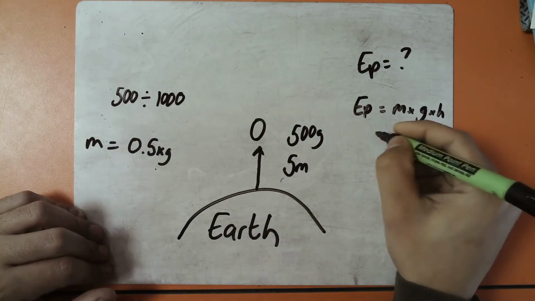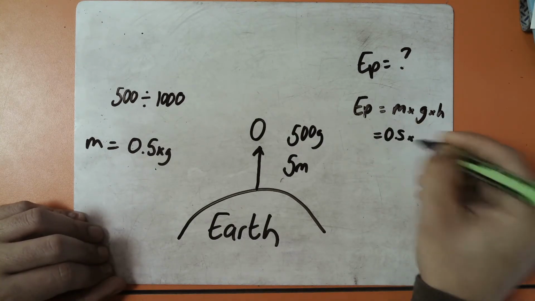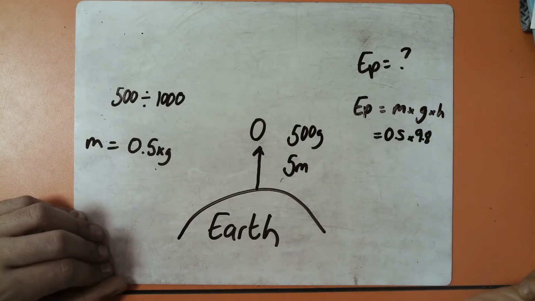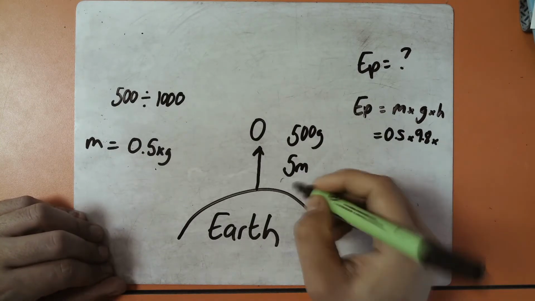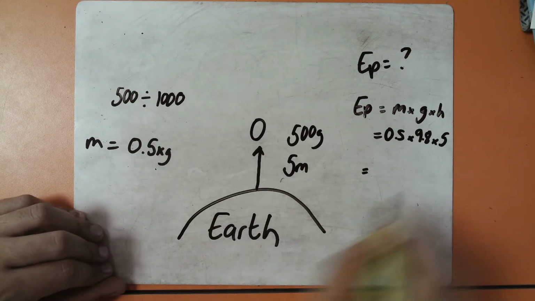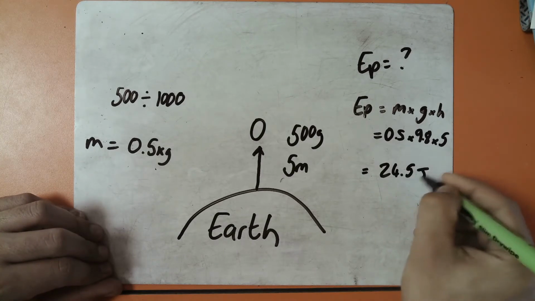So if we continue with the equation, we now have 0.5 times, and the gravity on Earth is around 9.8 newtons per kilogram, times the height of 5 meters, and your answer is 24.5 joules.